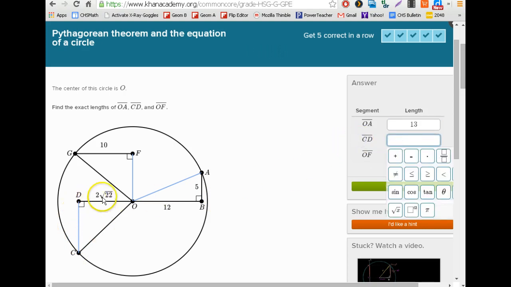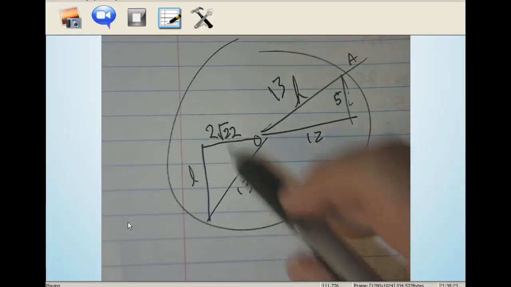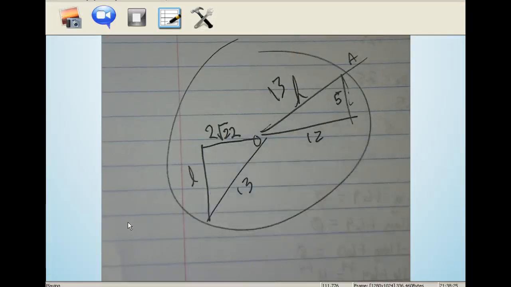CD is going to be leg squared plus leg squared is equal to 13 squared. So we have 2 root 22 is OD, and then over here, this is the leg we're solving for, and we know this is 13. Back to the picture, right? We know this is 13, this is 2 root 22, and we need to solve for L.